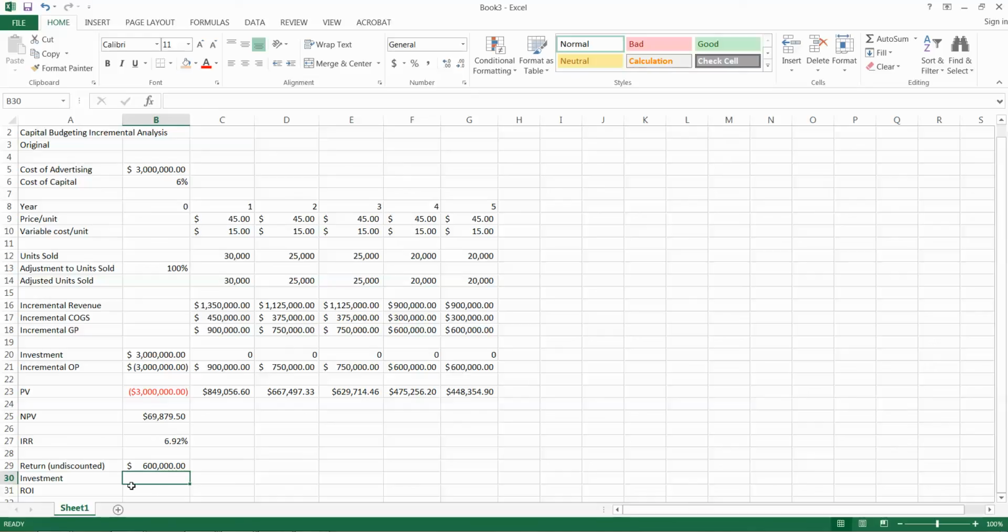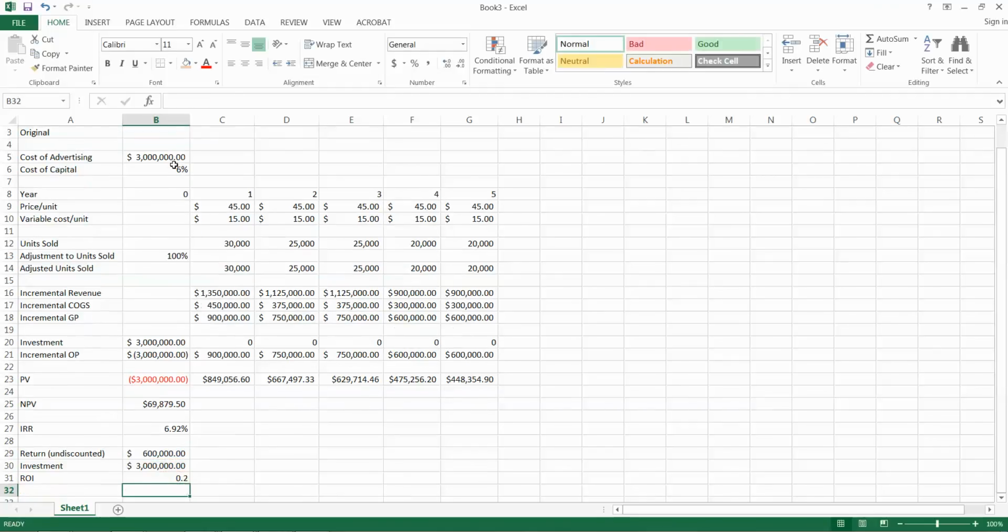That's what we've made. Our investment, we simply use a plus or equal sign and go up and pick up our cost of advertising of $3 million, and our ROI is equal to our return divided by our investment, which in this case comes out to be 0.2. Let's put that in percentage terms and give ourselves a couple extra decimal points.